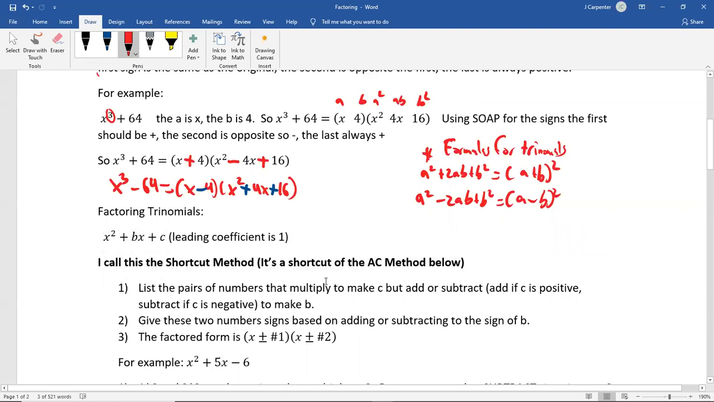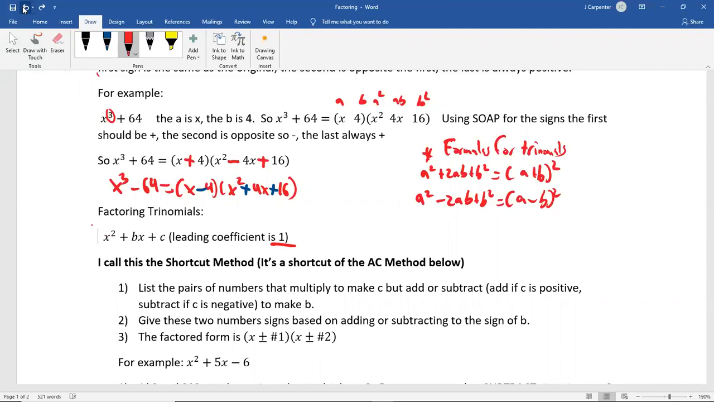List the pairs of numbers that multiply to make C, but add or subtract to make B. Add if it's positive, subtract if it's negative. And when I say C, I mean the constant at the end. So when I say factor something like x squared plus bx plus c, I'm saying something like x squared plus 5x minus 6. These don't have to be all pluses. You can have minus signs wherever. The main idea is that the leading coefficient is 1. There is no number in front of that x squared. I'm not saying that's a 0. I'm saying there's no number in front of the x squared.